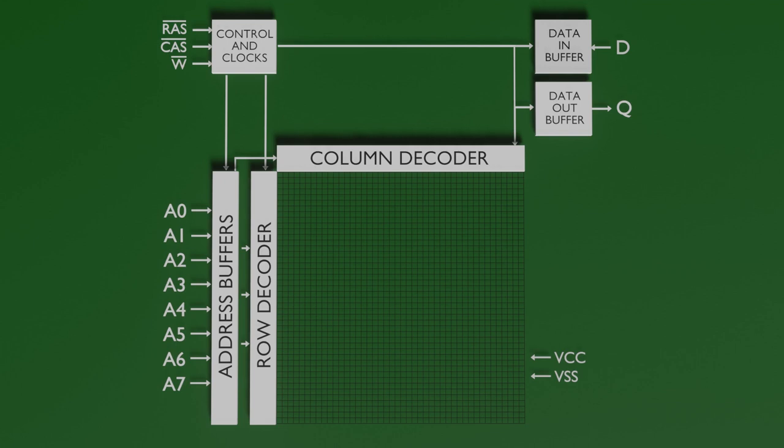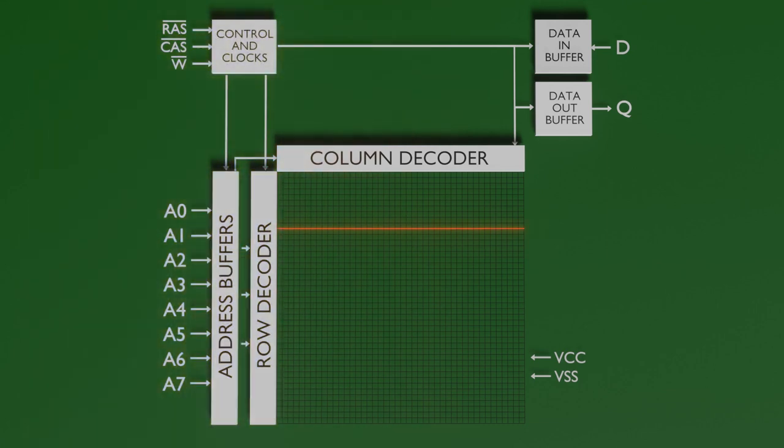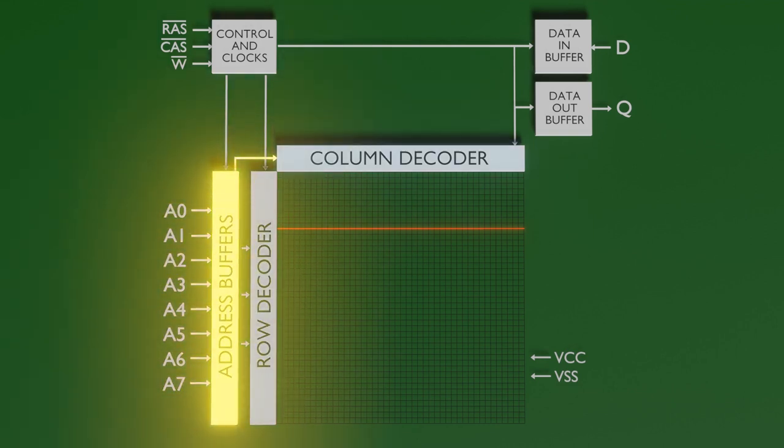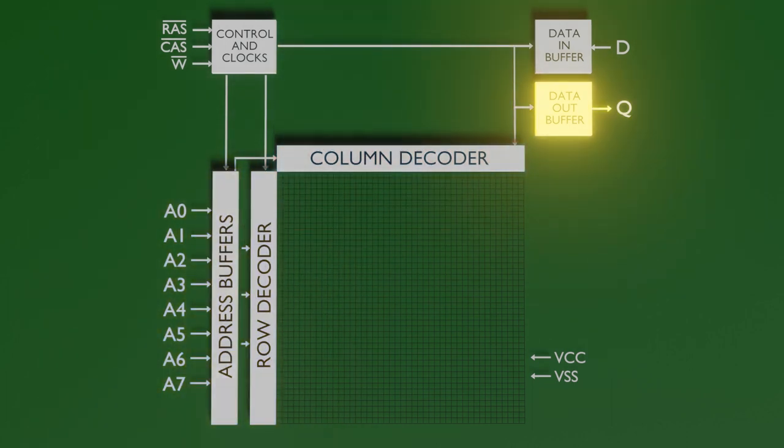To read one bit from a memory location, first the row address is set on the address pins and the RAS pin is brought low. The same is done with the column address and the CAS pin. Now the data can be accessed on the data out, which is the Q pin.